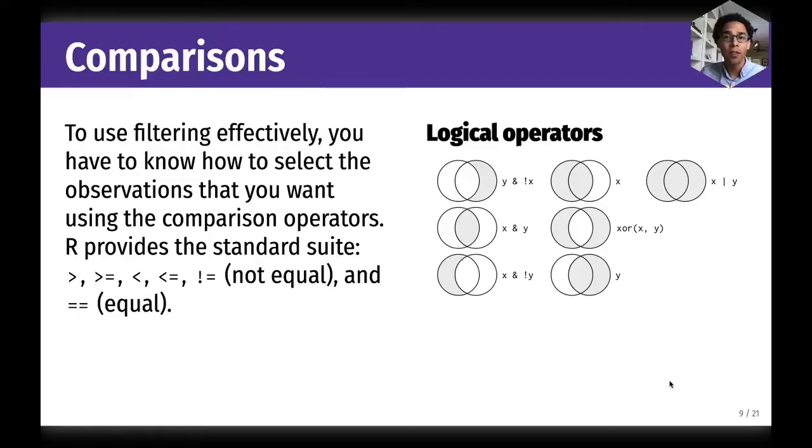This includes things like comparing when observations are greater or less than some given value, when they're not equal to something, or when they're exactly equal to something else through the double equal sign operator.